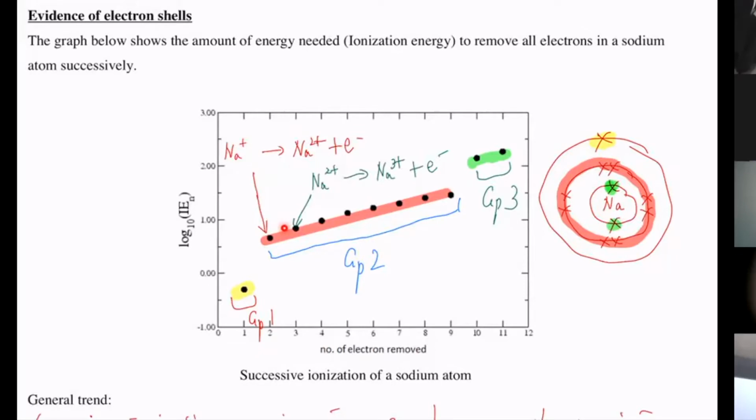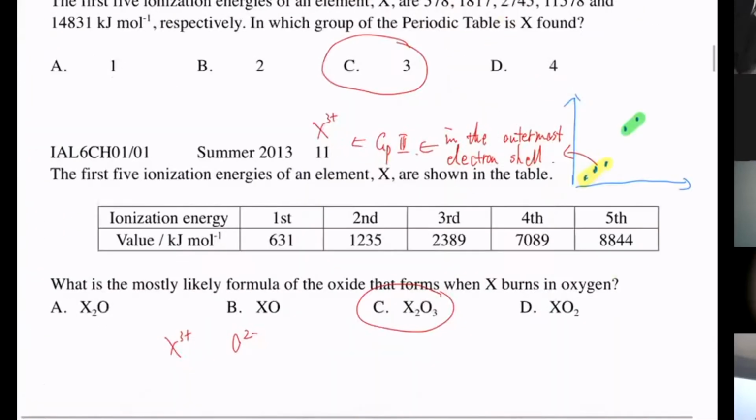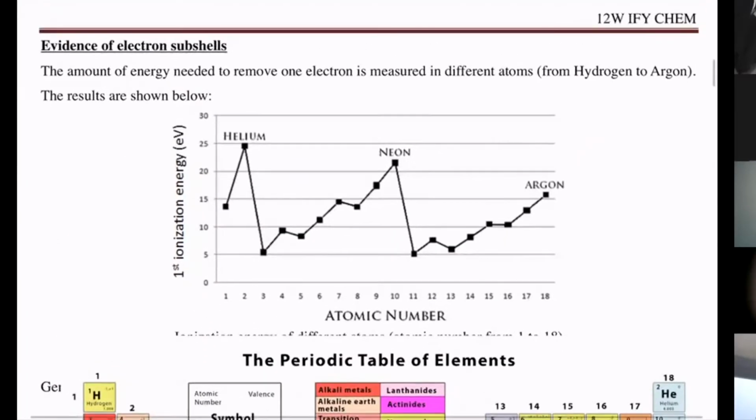Okay, so what we need to do is look at the first ionization energy. They're going to remove electrons from the atom on the same shell. So let's move on to page 4 of your notes.